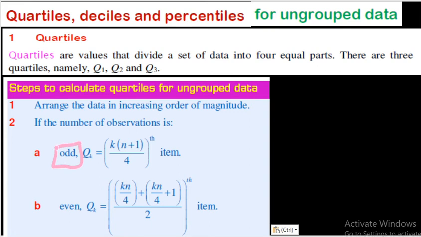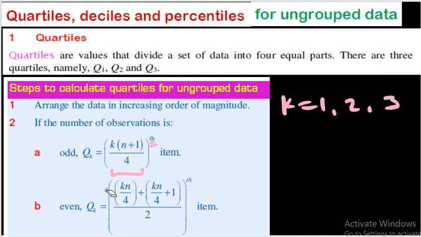If the number of data is odd, we can apply Qk equals k times (n plus 1) over 4, to the power of th. This is not the answer yet, we are going to calculate after that. This indicates the position where it is. K implies which quartile. The possible values of k are either 1, 2 or 3, because quartiles are 3.